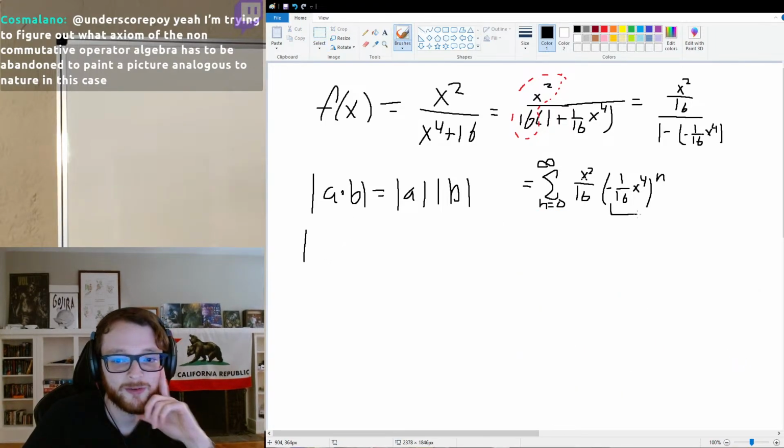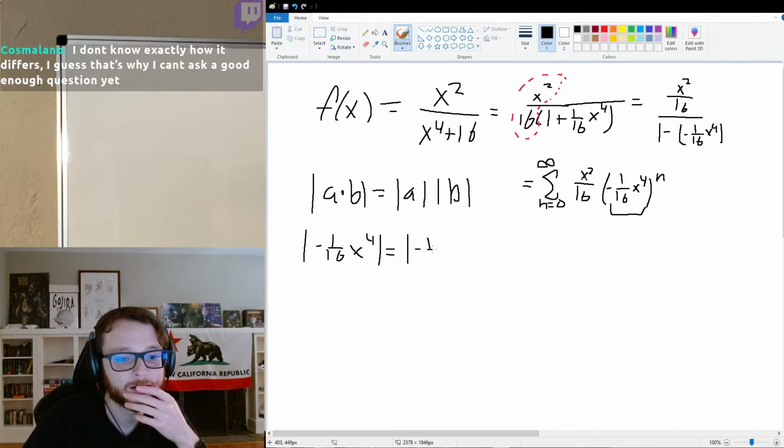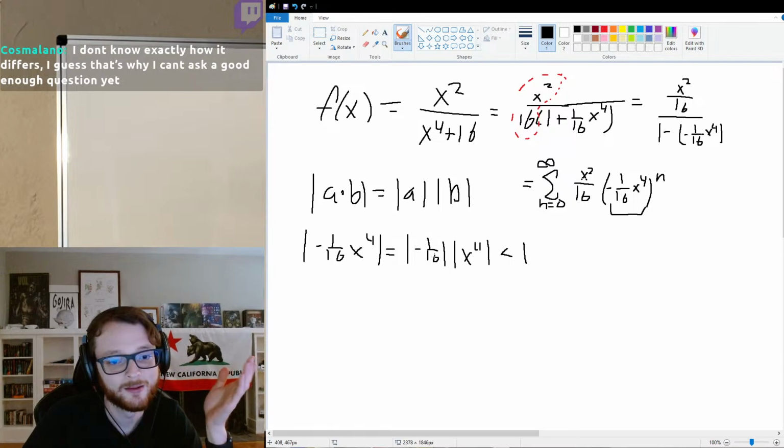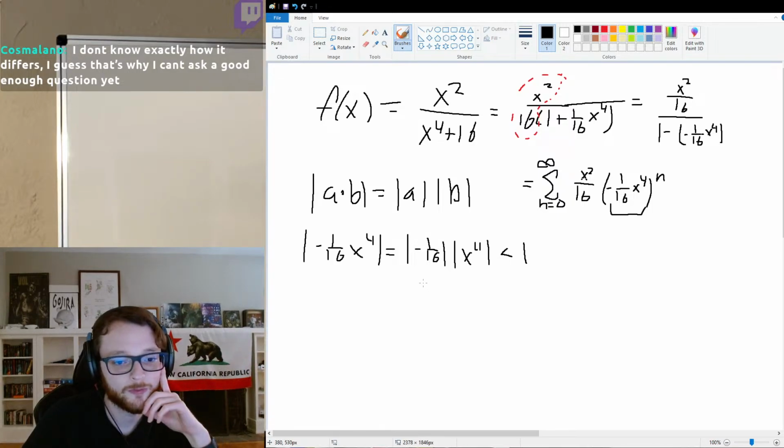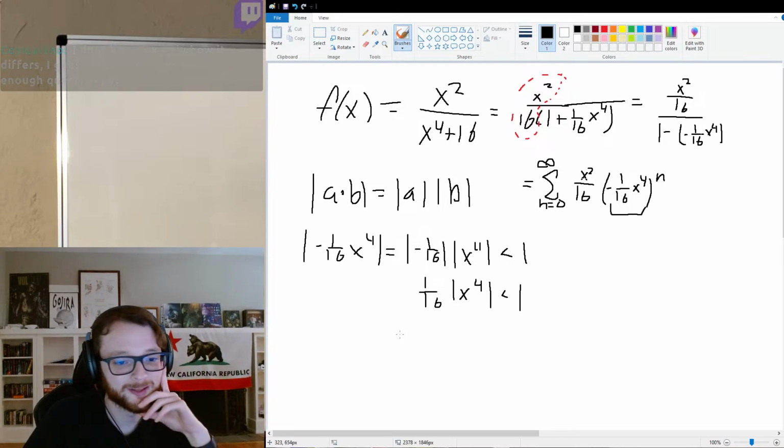If we take this thing as our R, 16x to the 4th, we can say this thing is equal to the absolute value of -1 over 16 times the absolute value of x to the 4th, and we set this thing to be less than 1. And the absolute value of 1 over 16 is just positive 1 over 16. That's how we deal with it. Okay. We still have to be a little bit careful here.